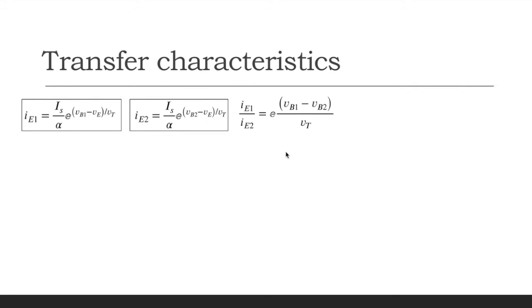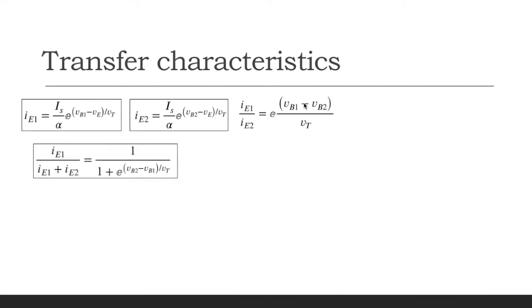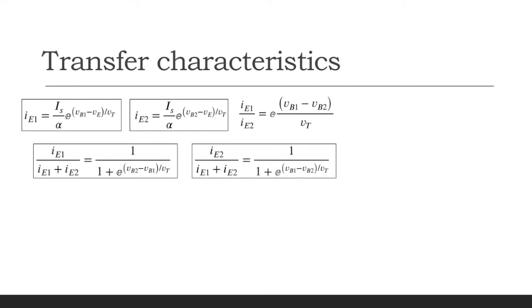Now some mathematical manipulations. IE1 by IE2 will give me this value, e to the power (VB1 minus VB2) by VT. Writing IE1 upon IE1 plus IE2, this will give me 1 upon 1 plus e to the power (VB2 minus VB1) by VT. Similarly, if I write IE2 by IE1 plus IE2, it will be 1 upon 1 plus e to the power (VB1 minus VB2) by VT. And what is VB1 minus VB2? It is the difference of the two input voltages applied, that is, VID.